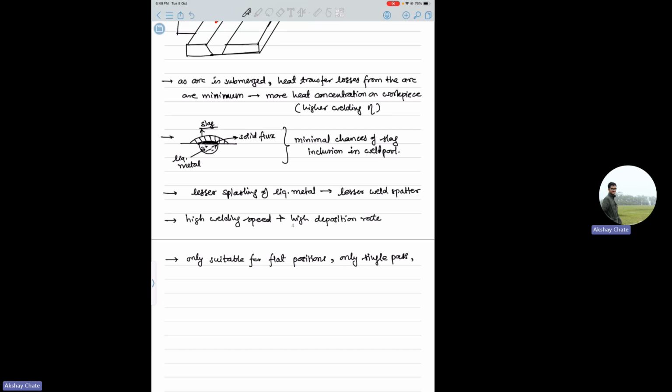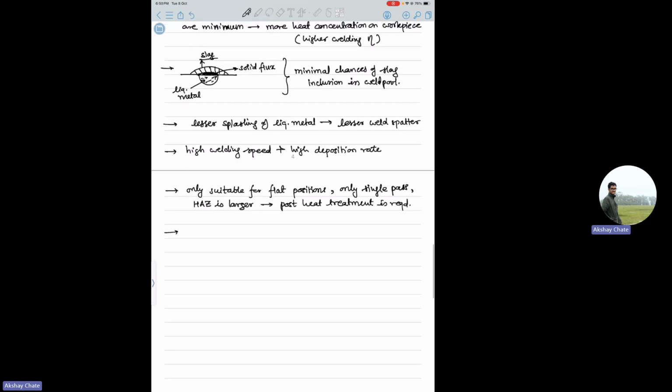Another disadvantage is that the heat affected zone is larger, and therefore post heat treatment is required. So that also is a drawback. Okay, but this is a very important technique, and there are certain applications that you should remember that are catered to by this technique.